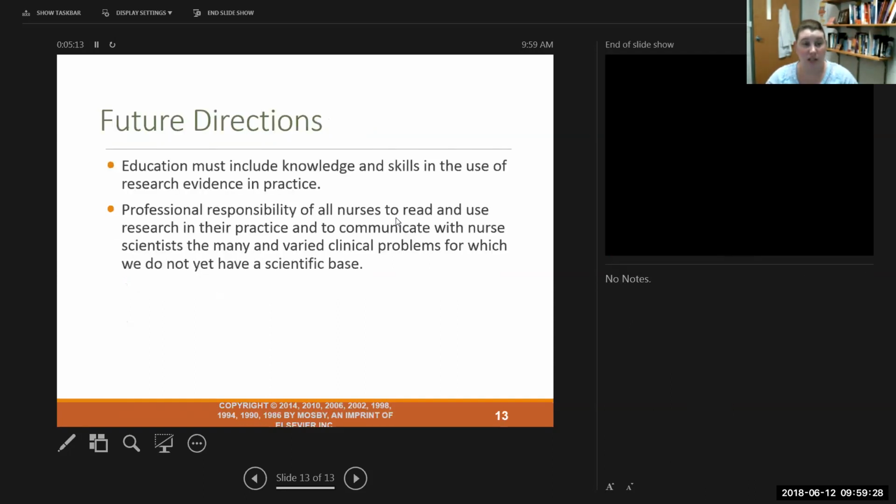Future directions: education must include knowledge and skilled use of evidence research in practice. That's what we're trying to kind of start nudging you down that road here. And you have a professional responsibility, all nurses, to read and use research in your practice and to communicate with nursing researchers about the many varied kind of clinical problems that you're witnessing as bedside nurses for them to start to look at.